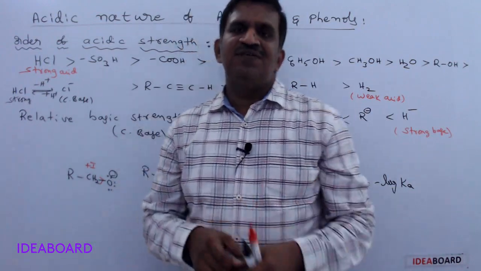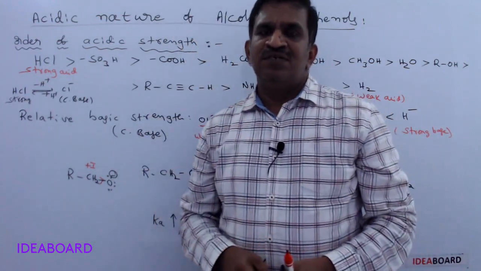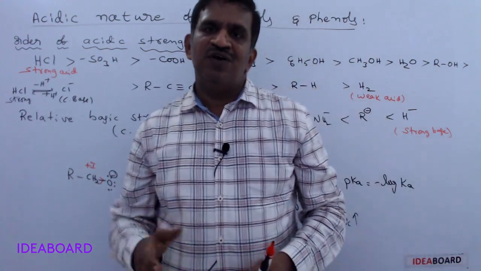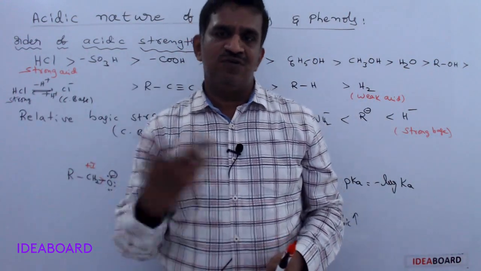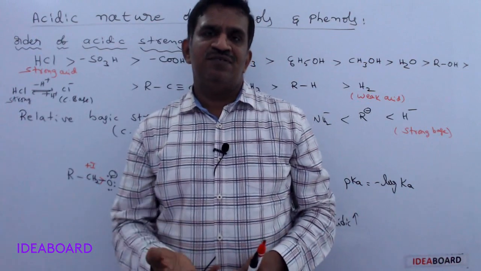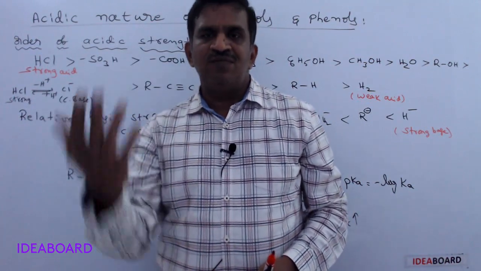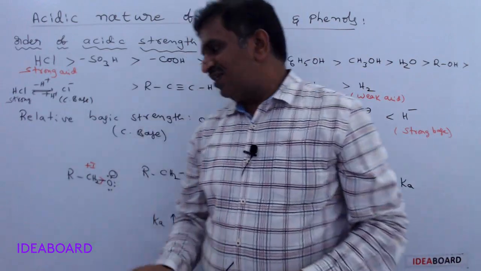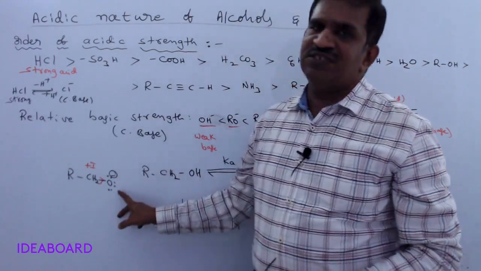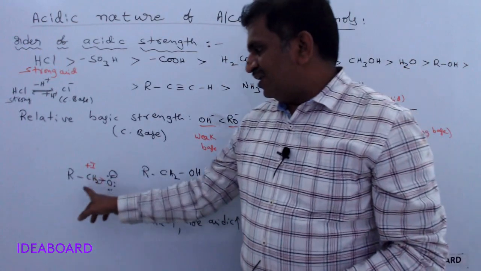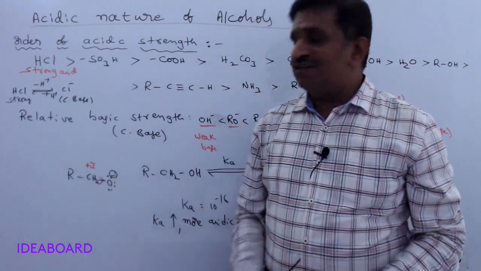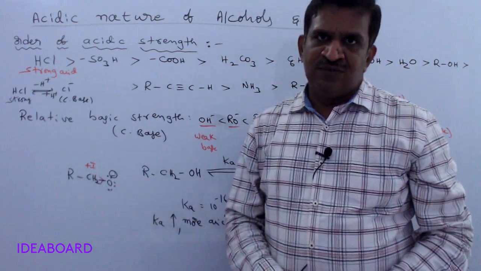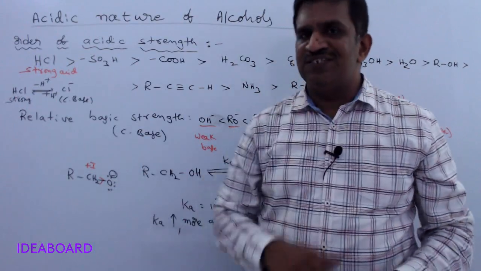Suppose your friend is in difficulty or having a problem, he is trying to tell you, but you are telling some other problem to your friend. Then what happens? Your friend will become more depressed or disappointed. Like that, here negative charge is present on the oxygen, and you are increasing the negative charge on the oxygen because of the plus I effect. So it will not be stabilized.